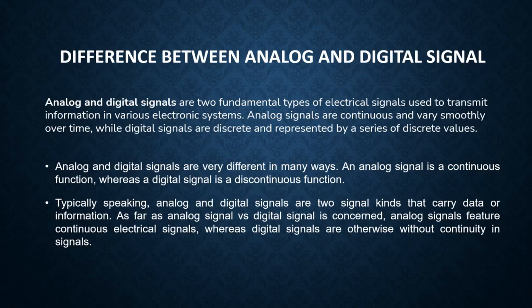Analog signals are continuous and vary smoothly over time, while digital signals are discrete and represented by a series of discrete values. Analog and digital signals are very different in many ways. An analog signal is a continuous function, whereas a digital signal is a discontinuous function. We can also say analog signals were used in many systems to reproduce or produce signals to carry information.